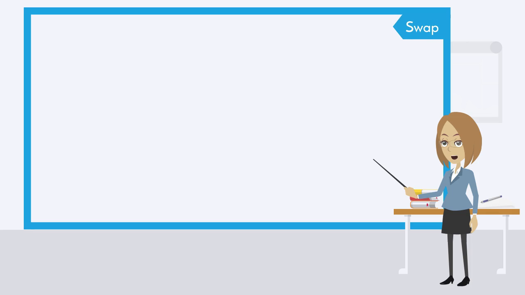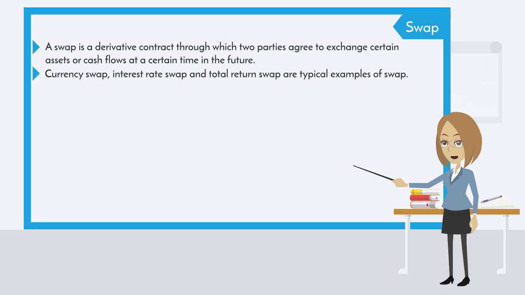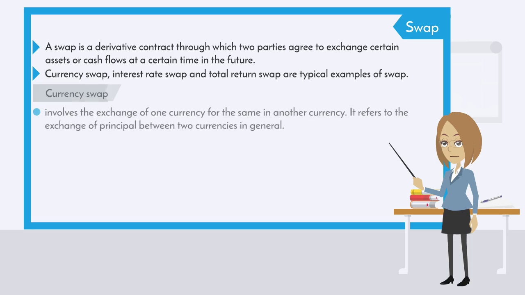First of all, what is a swap? A swap is a derivative contract through which two parties agree to exchange certain assets or cash flows at a certain time in the future. Currency swap, interest rate swap, and total return swap are typical examples of swap. A currency swap involves the exchange of one currency for the same in another currency. It refers to the exchange of principal between two currencies in general.